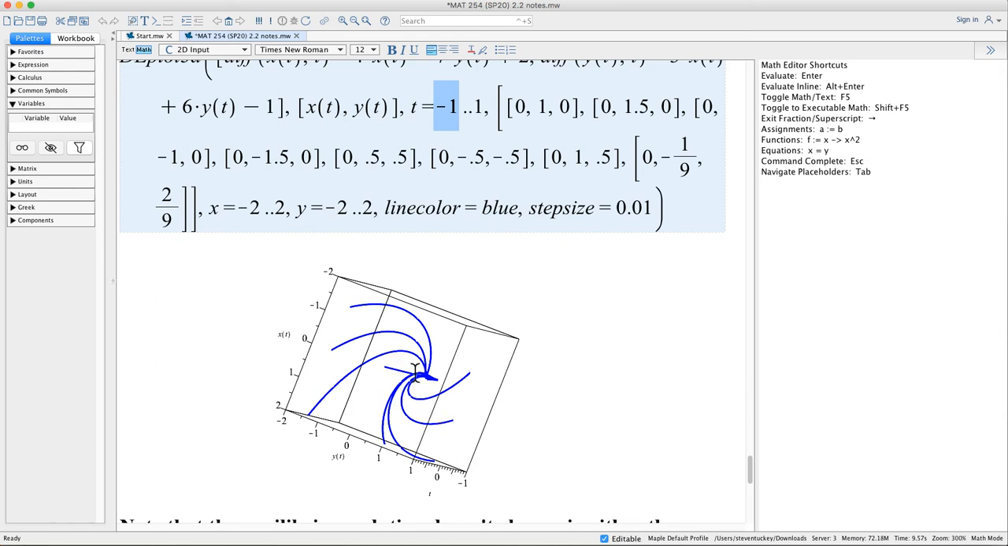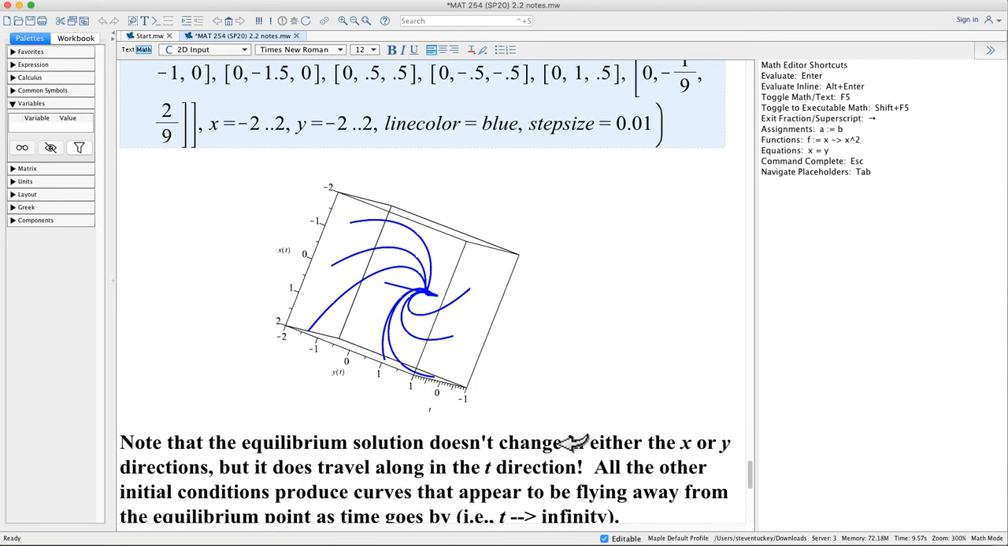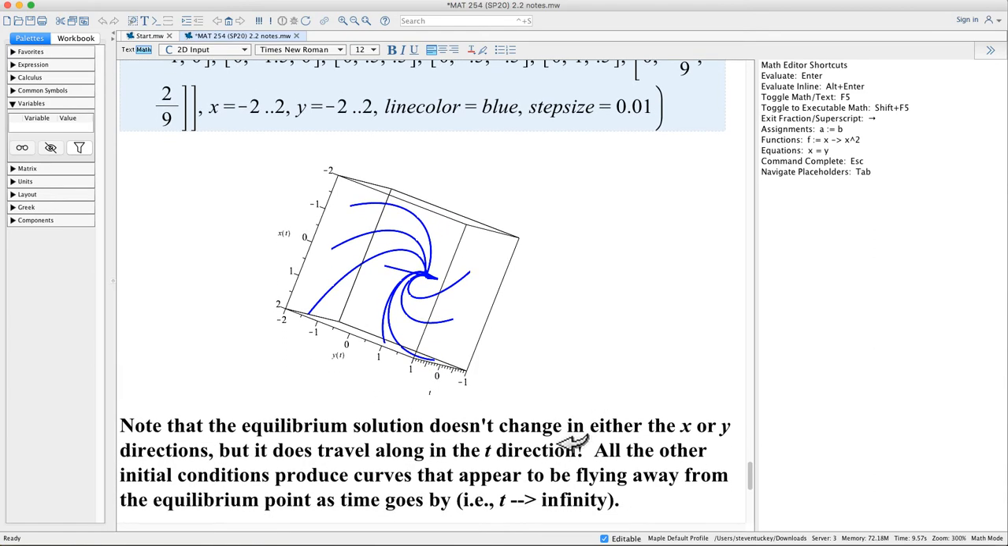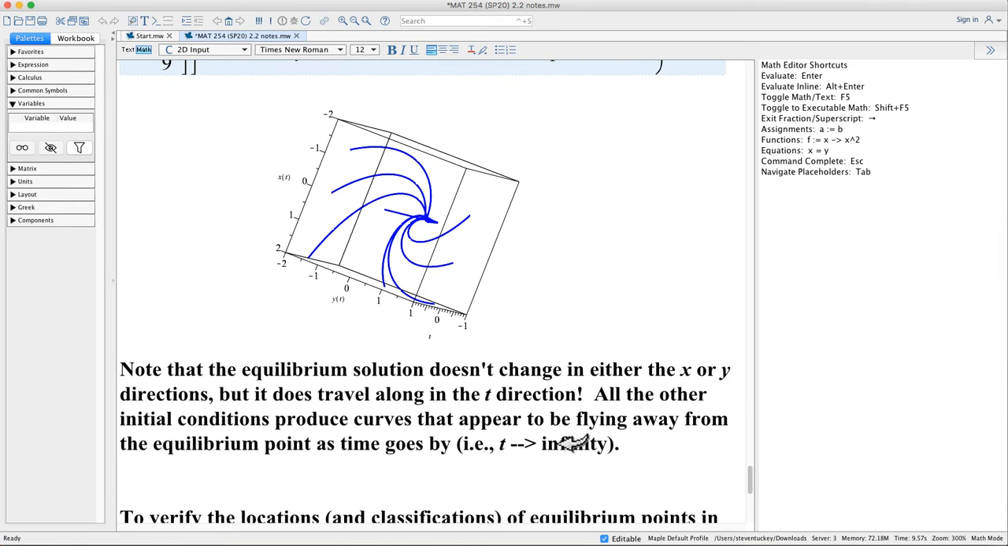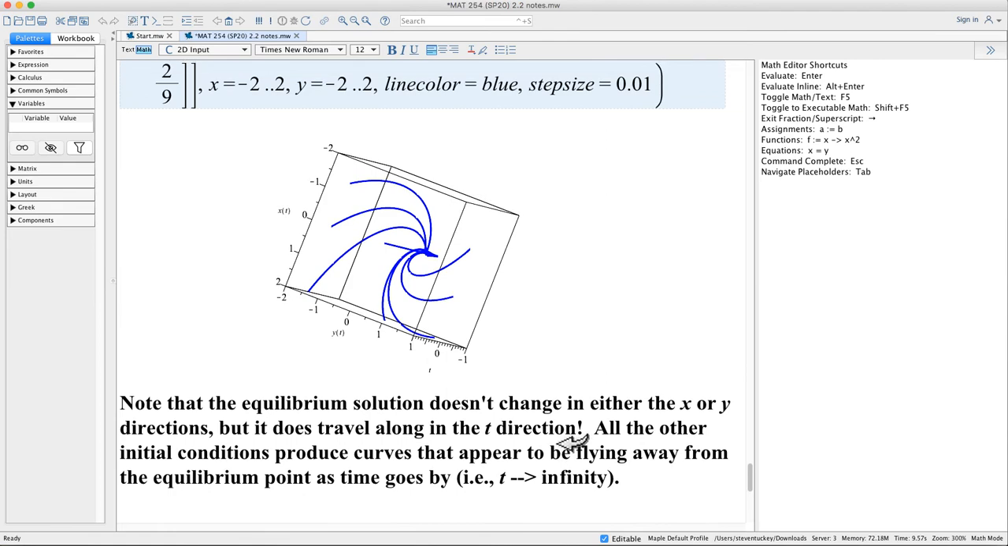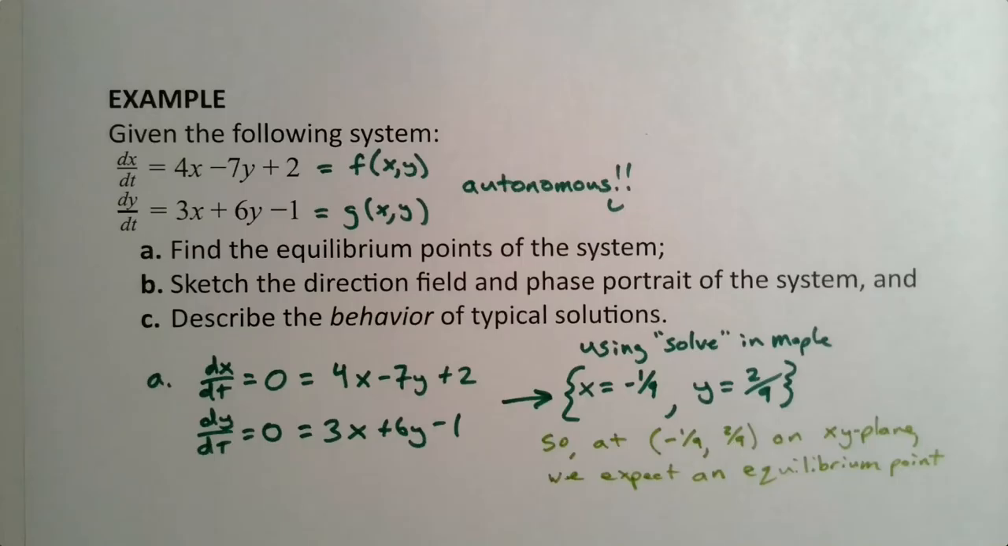So I kind of play the curves backwards in time as well. But the one thing that's not curving and not moving at all is when your initial condition is exactly equal to the equilibrium point on the graph. So all the other initial conditions produce curves that appear to be flying away from the equilibrium point as time goes by. So that's it for this example. So let's wrap up and finish what we had here. So that was part A.